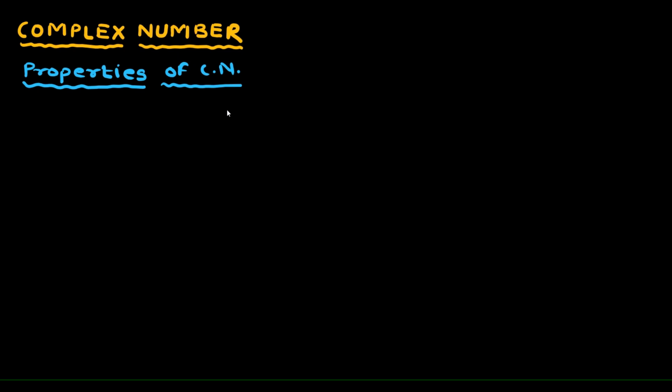Hello students. In a complex number, the next point is properties of complex numbers. In the last period, we saw how to find the conjugate of a complex number. Suppose z equals 3 plus 4i, then the conjugate of the complex number is 3 minus 4i. We have to change the sign of the imaginary part.